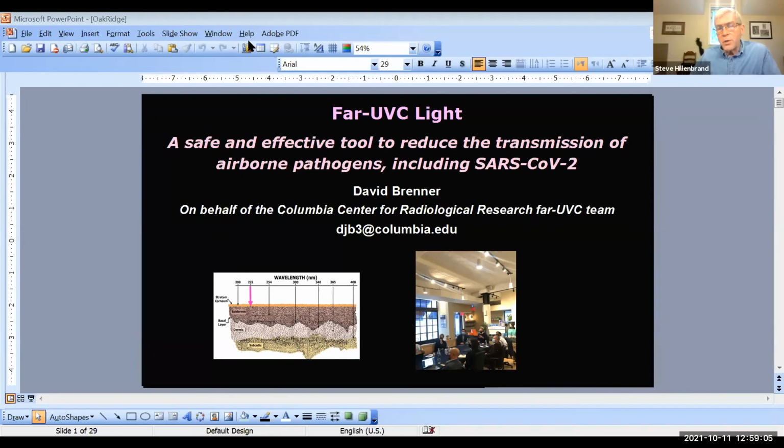Any concerns with the tolerances of equipment that might be used to create the 222 nanometer as opposed to the 254, which is more dangerous?